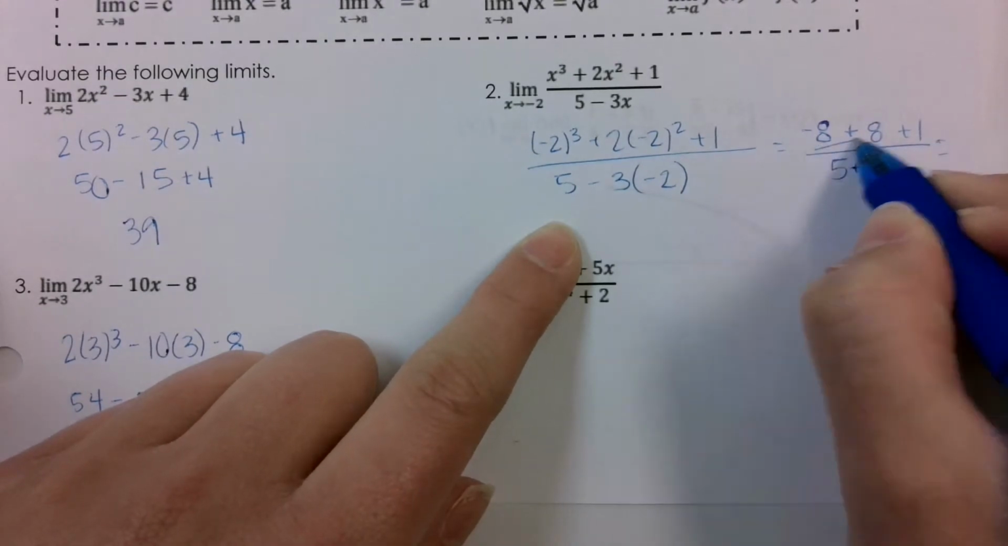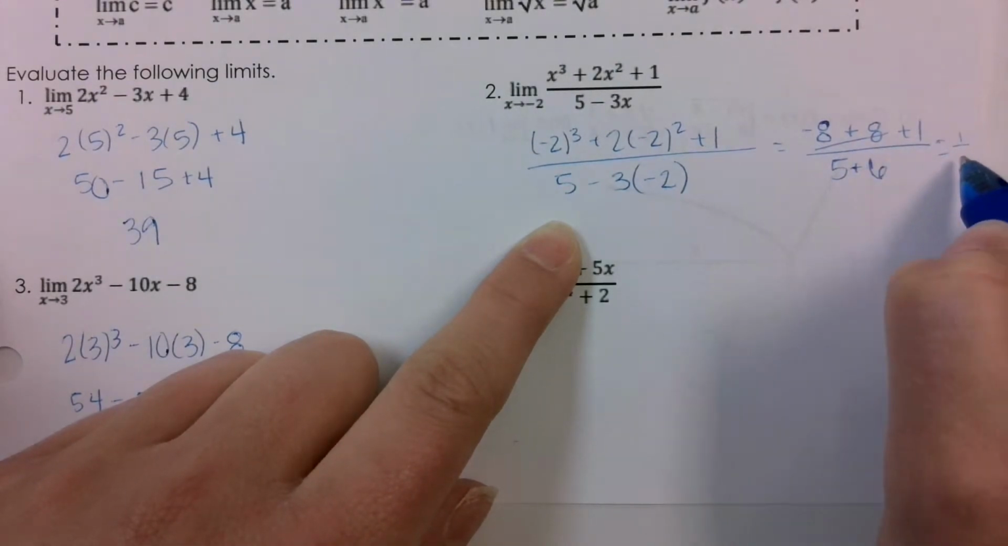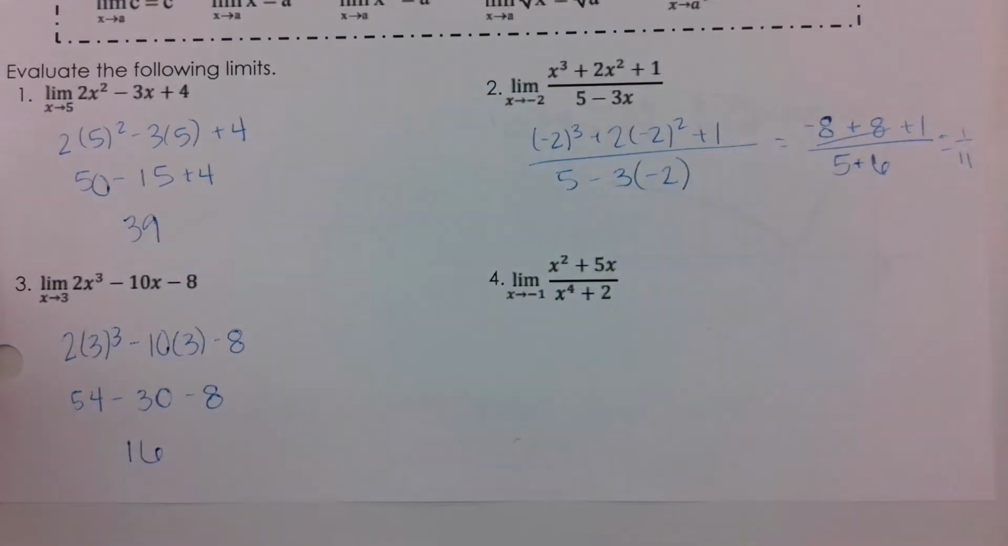So negative 8, positive 8 cancels up top. You're going to have 1 over 5 plus 6 gives you 11. So our answer there is 1 over 11. Is that right? Questions?